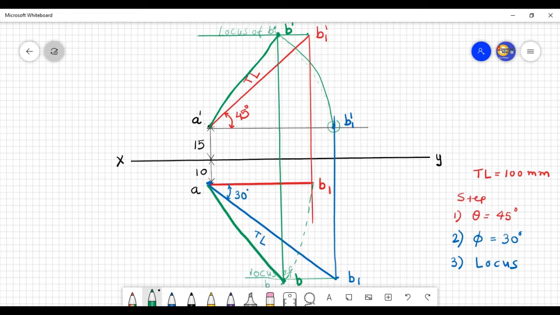Now with respect to B dash, simply draw the end projector, and it will intersect the locus of B, giving you the final point B for the top view projection. This is how you get the final top view projection, AB. So we have the front view and top view projections, indicated by the green lines, and we are asked to find the projected inclinations, that is alpha. You need to find alpha as well as beta, the angles of this particular projection with respect to the horizontal and vertical planes.